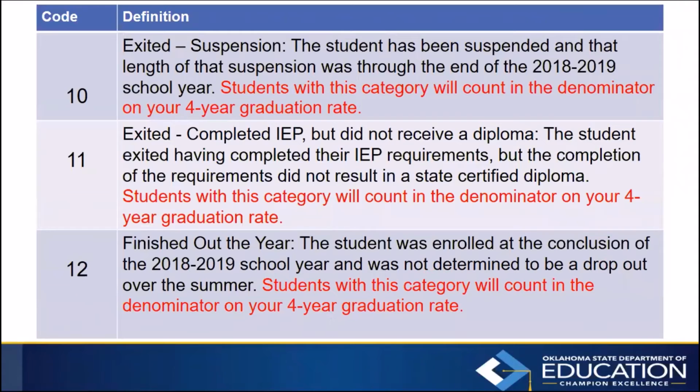Code 10 is exited suspension. Students with this category will count in the denominator on your 4-year grad rate. 11 exited, they completed their IEP but did not receive the diploma. These students with this category will count in the denominator again for your 4-year grad rate. And then 12 finished out the year. These students will count in the denominator for your 4-year grad rate.